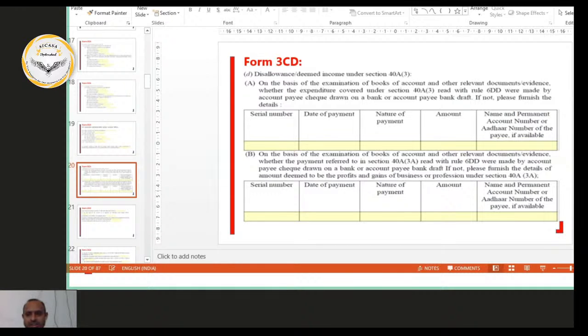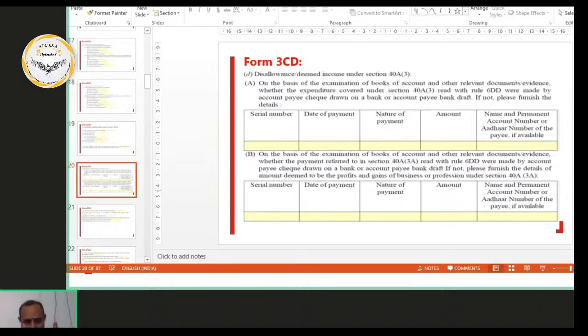Disallowance under 40A3. What is that one? It is asking about cash payment exceeding 10,000, or aggregate cash payments in a day exceeding 10,000, and it is not covered under Rule 6DD exceptions. Those items are to be reported here. Remember, here only revenue items will be reported. If it is an adjustment to a capital asset, you do the adjustment in the fixed asset schedule itself.